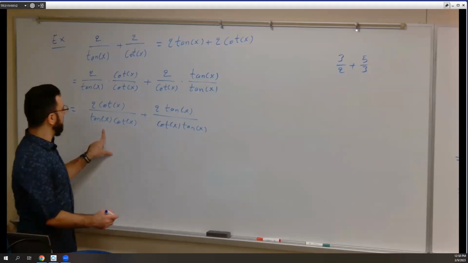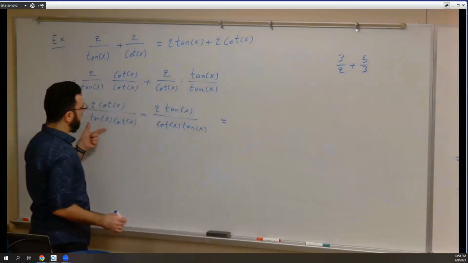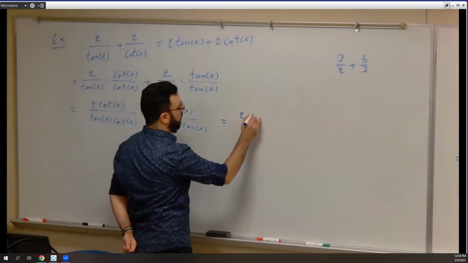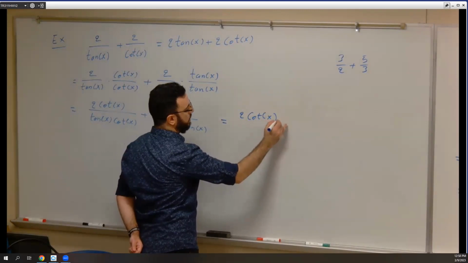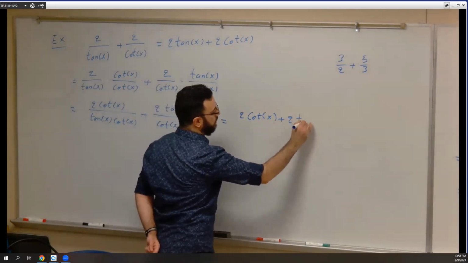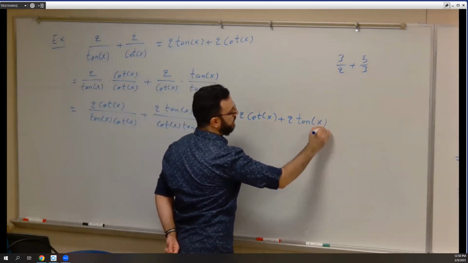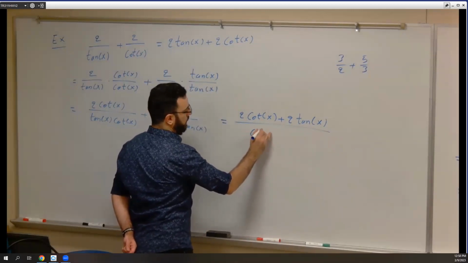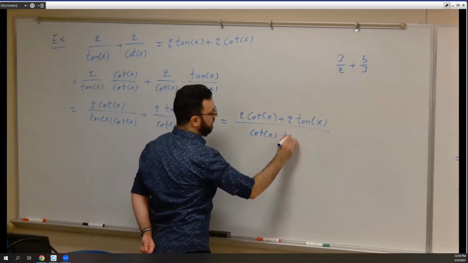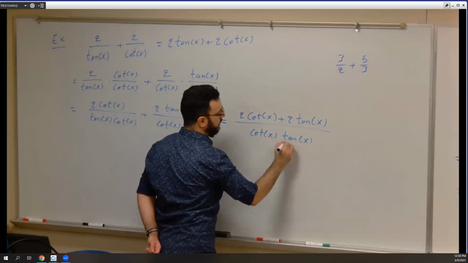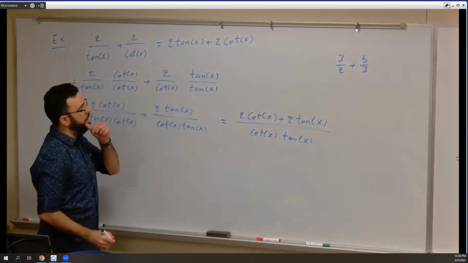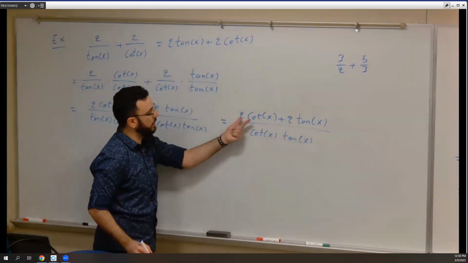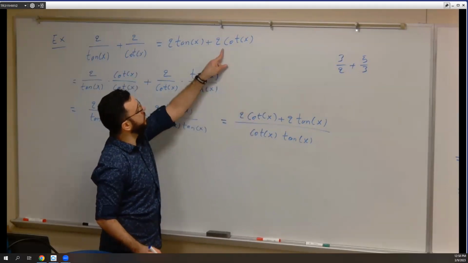So now the next step is that I will have the same denominator. That means it's going to be 2 cotangent x plus 2 tangent x over, let's say, cotangent x tangent x. Okay, our goal is still to find this side. I already have the same side here, but instead of 2 tangent, I have 2 cotangent, which is okay.